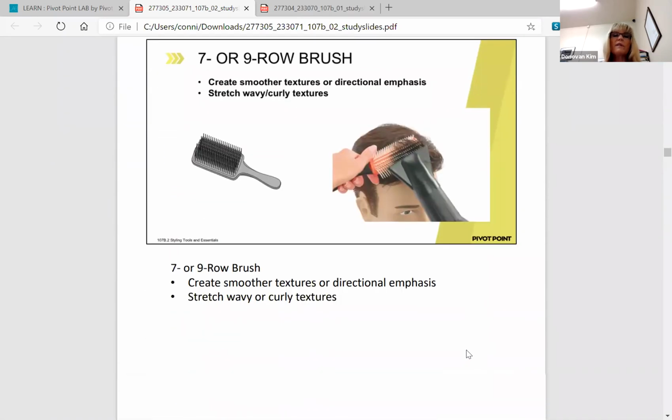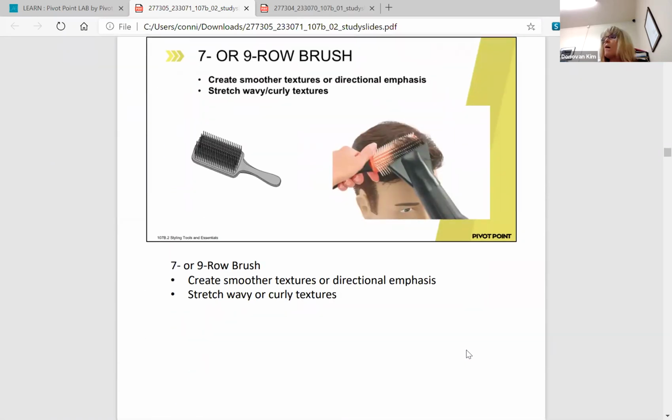So a 9-row or a 7-row brush, when these first came out, there was a company called Denman that made these brushes really popular. So you'll find a lot of people still saying that they're going to use a Denman brush, but that's just a brand name. There's other brands that make that type of brush.